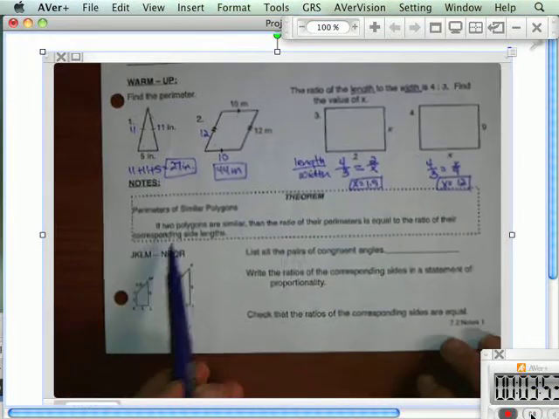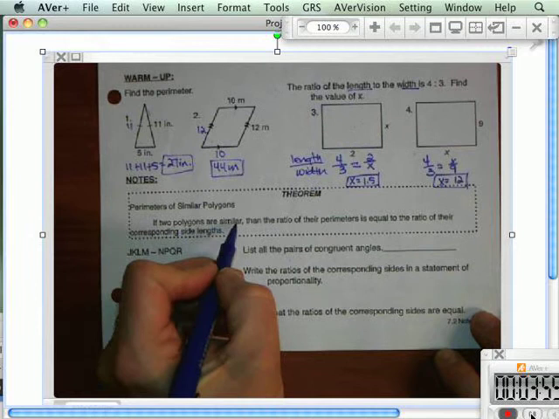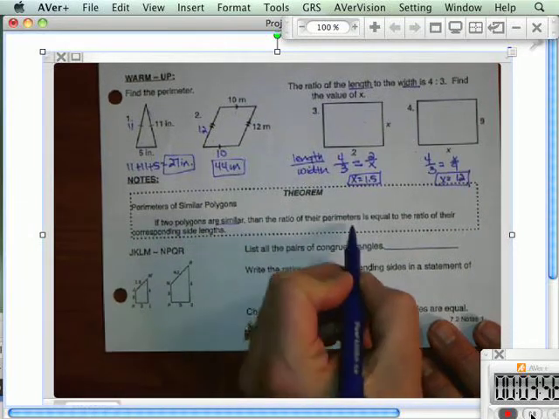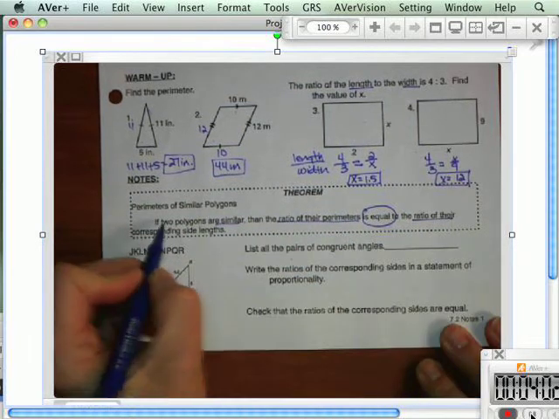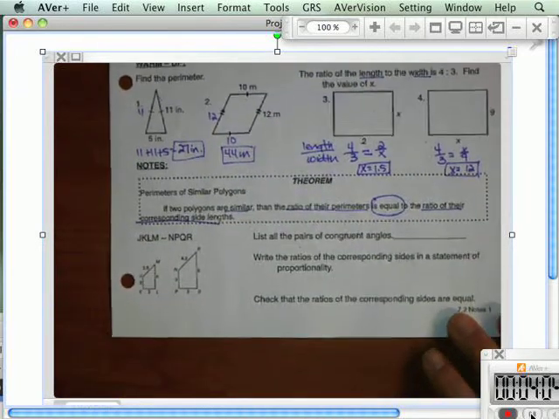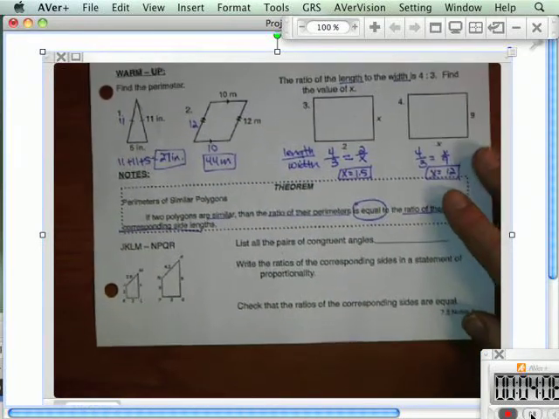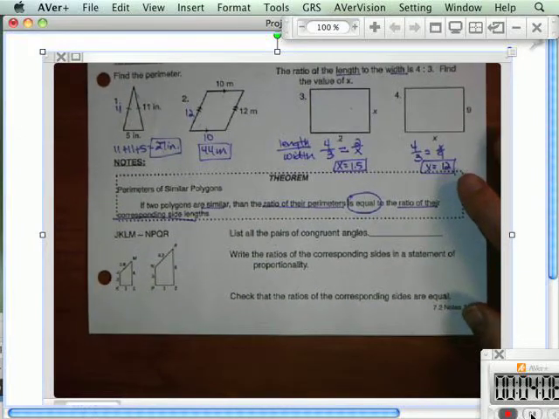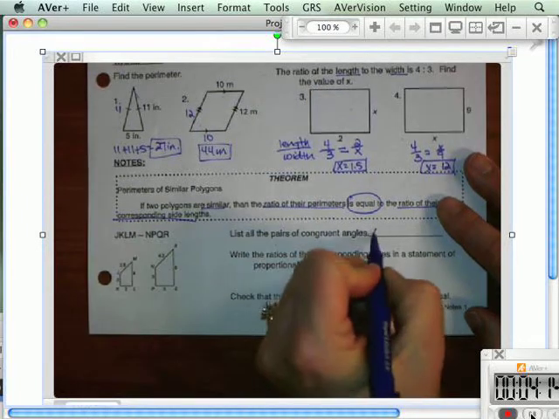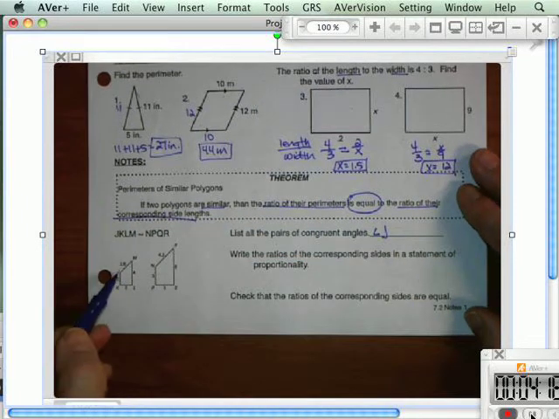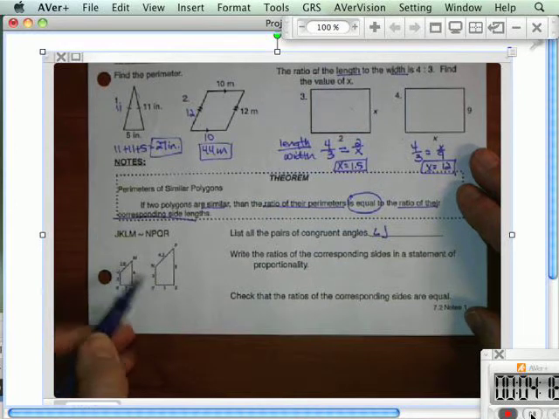If two polygons are similar, you're told they're similar, then the ratio of their perimeters is equal to the ratio of their corresponding side lengths. Okay? Let's work on this. List all pairs of congruent angles. Well, I don't want to list all the pairs. Let's just list some of them. So, if I'm talking about angle J, what's congruent to angle J? Angle N.